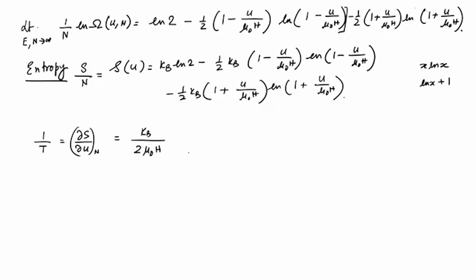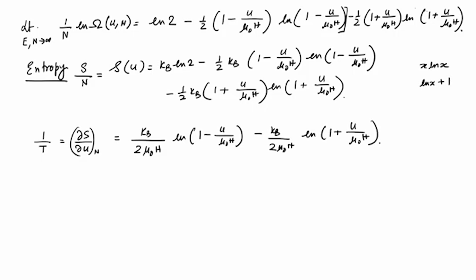So, that is how we take the derivative, and so del S by del u is equal to k by 2 mu 0 h times log of 1 minus u by mu 0 h minus log of 1 plus u by mu 0 h. Okay. So, this is the inverse temperature.